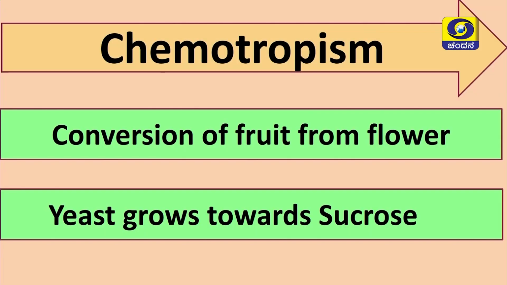You find several types of chemotropism. See, as soon as fertilization of the flower takes place, the flower will get converted to fruit. This is also chemotropism. And when you put yeast in sucrose, that is sugar necessary for the plant to grow, for the sake of nutrients, the yeast will produce buds and they will grow further. So even that is a type of chemotropism.